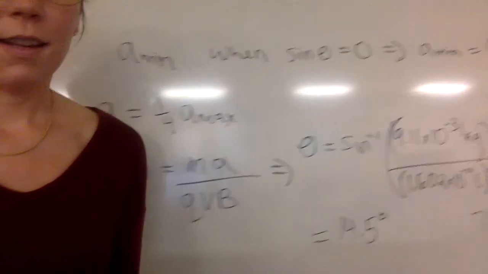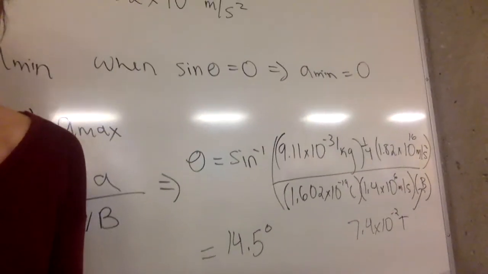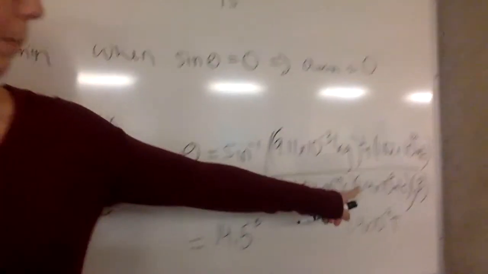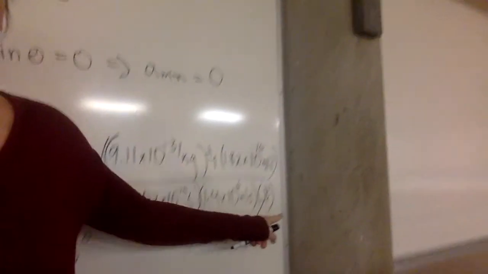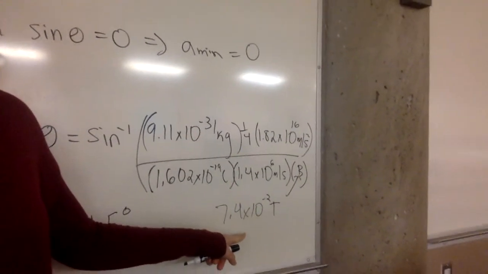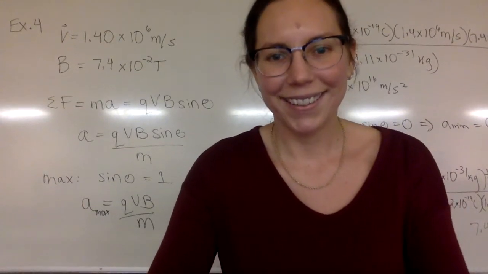I'll move that a bit closer so you can see. Oh, there we go. Okay, so we have the mass times 1/4 of the acceleration, and then the charge, the speed, and then the magnetic field. You can write it in right there when you have room, which is this value, and then taking sine inverse of that in degrees, we get 14.5 degrees for the angle of the velocity.